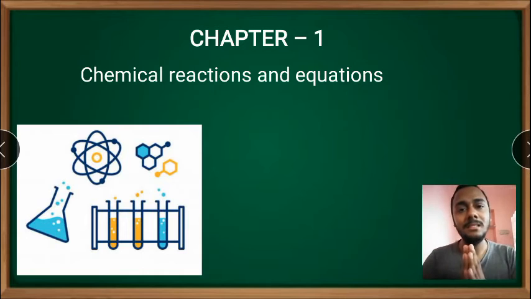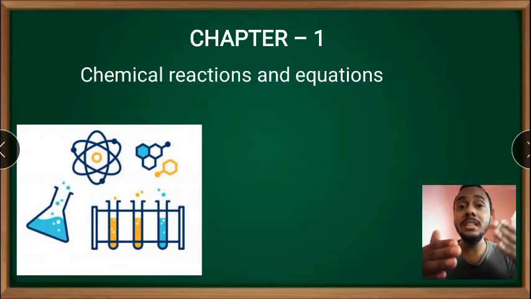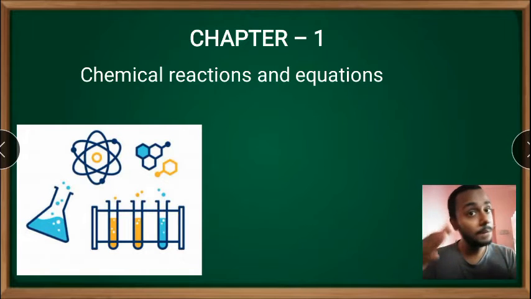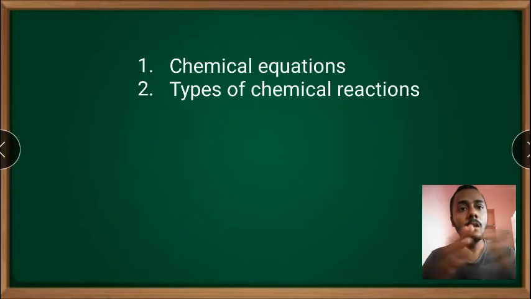Hi guys, in this video we will see the first chapter, which is chemical reactions and equations. You can score good marks in this chapter because this is one of the easiest chapters compared to the upcoming chapters. For scoring good marks, you need to know these two topics, which are the chemical equation and types of chemical reactions. This chapter can basically be divided into these two sections.